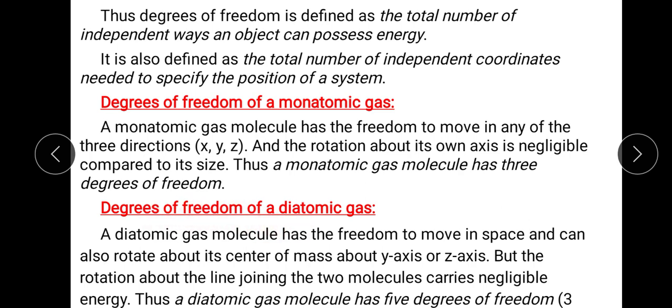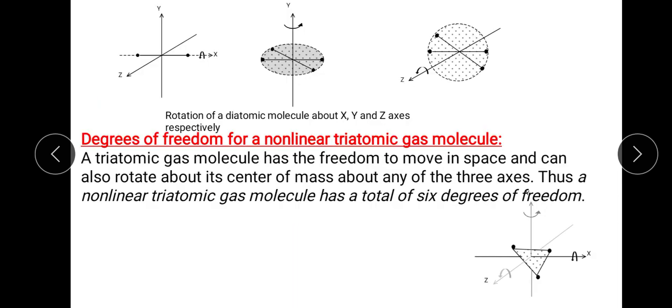Now the degrees of freedom for a diatomic gas, for example, oxygen. Suppose this is the diagram to explain this: we have a molecule like this, having two atoms in it. That molecule can have 3 degrees of freedom due to translation, because the molecule has freedom to move in all possible directions. That is why it possesses 3 degrees of freedom due to translation.